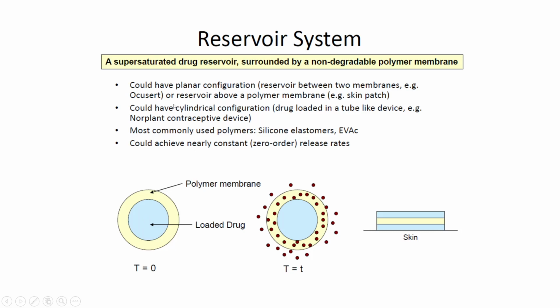So this system can have a planar configuration, meaning the reservoir of the drug is in between two membranes, or it can have a cylindrical configuration. And most commonly used polymers in this are silicone and EVAC. And because it releases at a constant rate, it has a zero order release rate. Zero order release rate meaning the rate of your release will not be dependent upon how much concentration of drug is inside the reservoir. It will flow off at a constant rate. Is this clear?